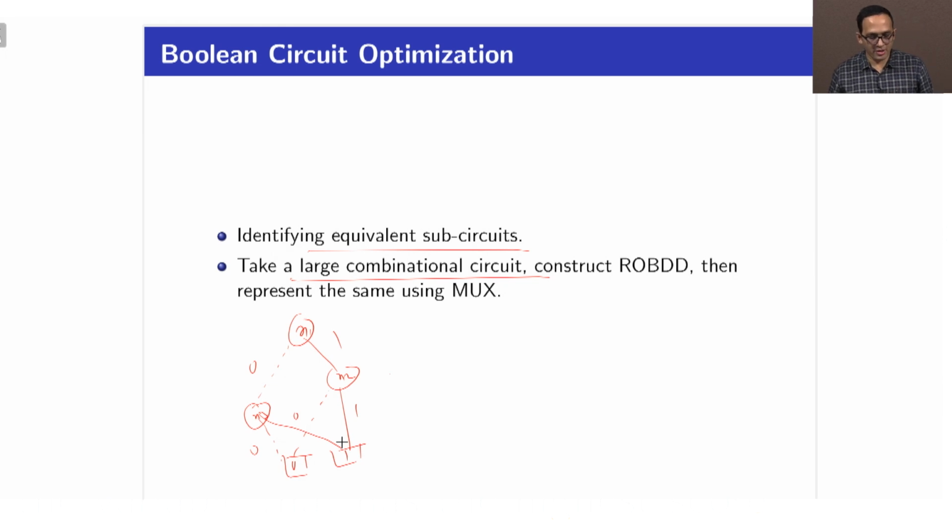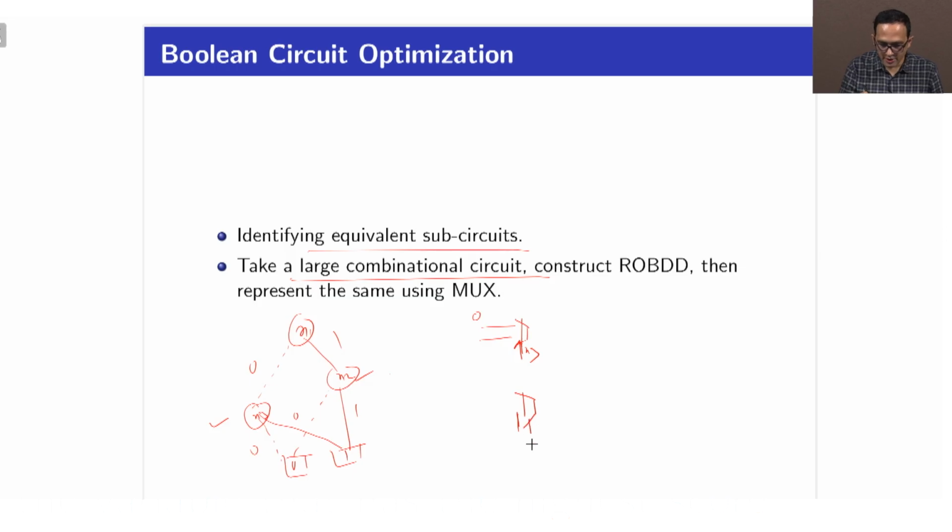So, if I have this ROBDD, how can I get a circuit based on mux? You can think of it this way: I have a multiplexer, which says I am picking 0 and 1. This corresponds to this one, and it is controlled by x3.